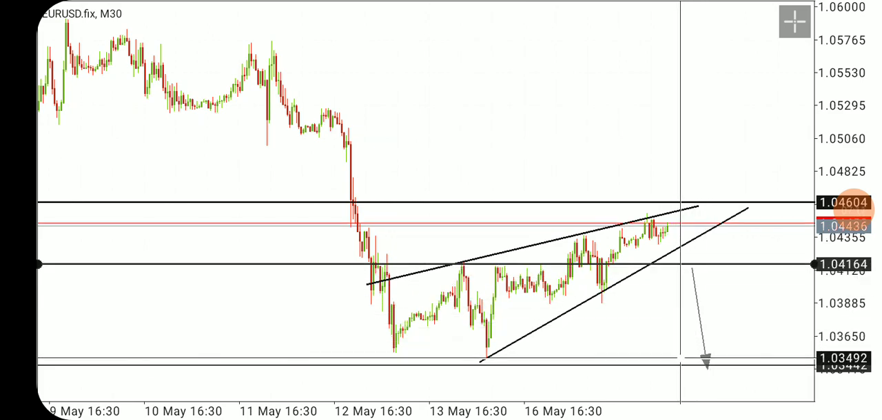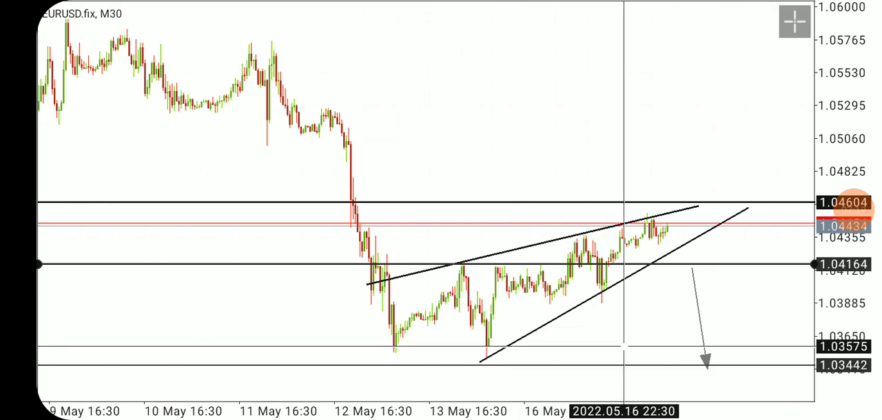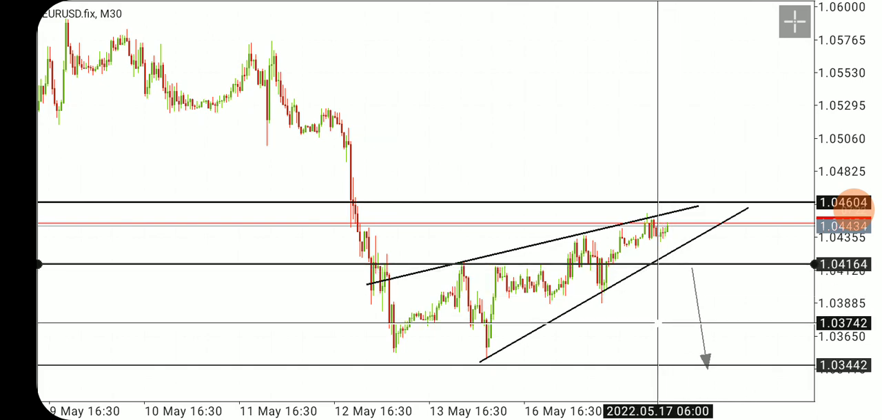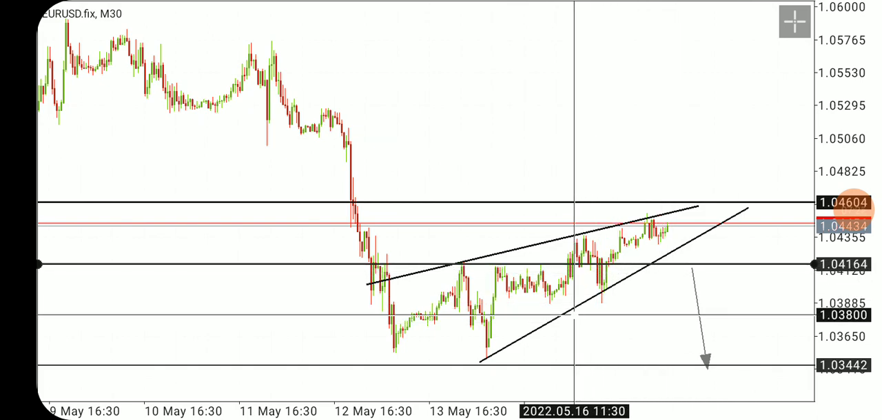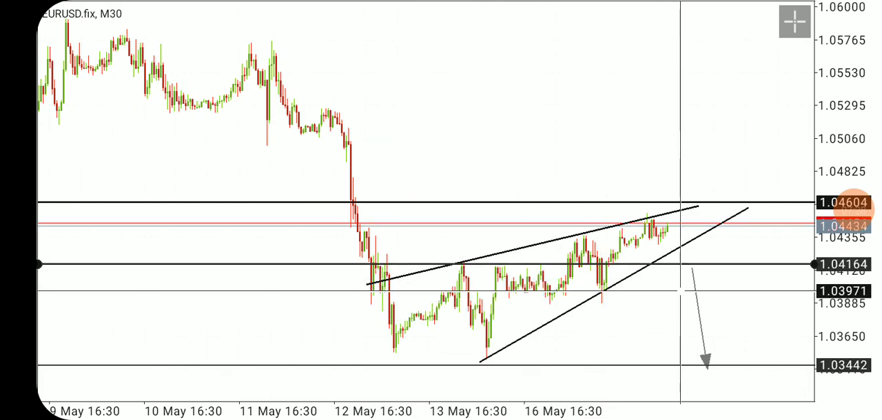Our first TP will be this one, price 1.03442. If it breaks below this price 1.04164, then we can enter with those sells.